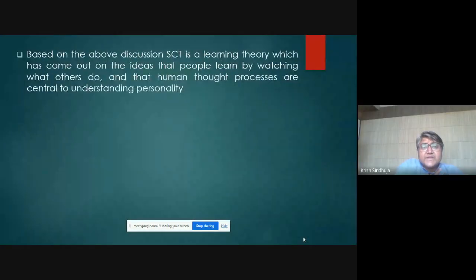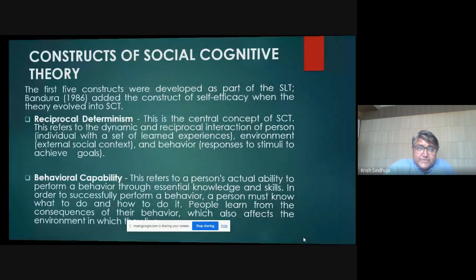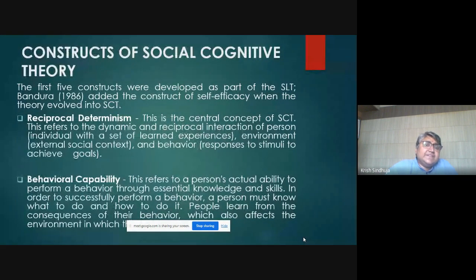Okay, based on the above discussions, learning which comes out of the ideas of people, watching what others do, and the human thought process is the center of understanding personality. So it's based on observation. What are the theoretical constructs in social cognitive theory? The first five constructs were proposed by Bandura, and later the concept of self-efficacy was added. The first component is reciprocal determinism. This is the central concept of social cognitive theory.